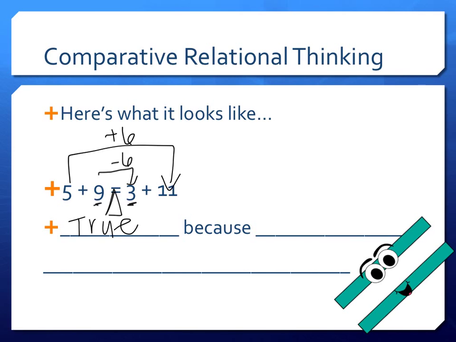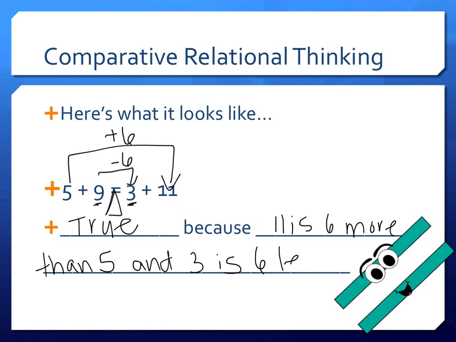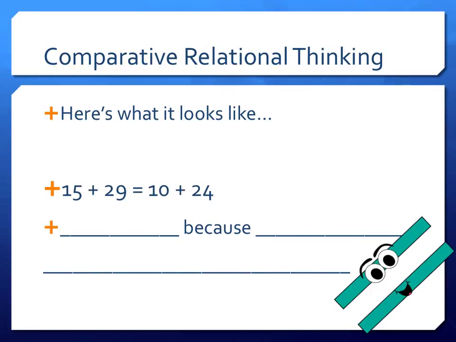And I explain it by saying that 11 is 6 more than 5, and 3 is 6 less than 9. Now there are more ways still to make this equation true by using comparative relational thinking. Just keep in mind that we're comparing the relationships between numbers, not adding both sides. Let's look at one more example.